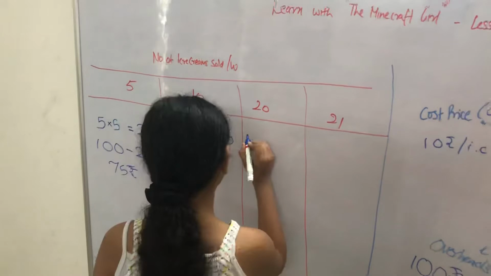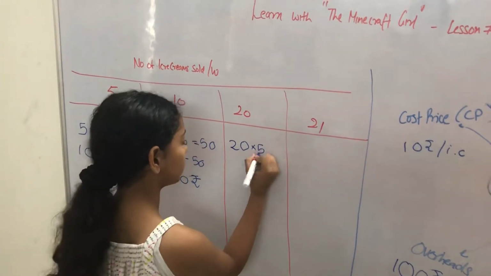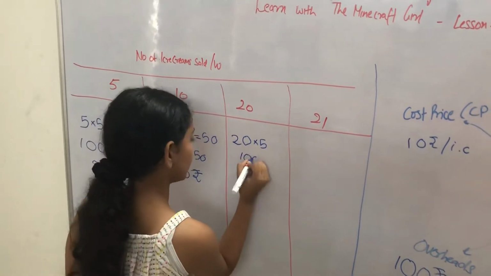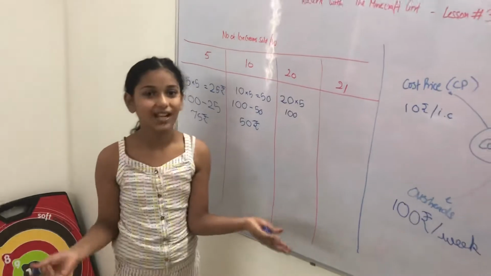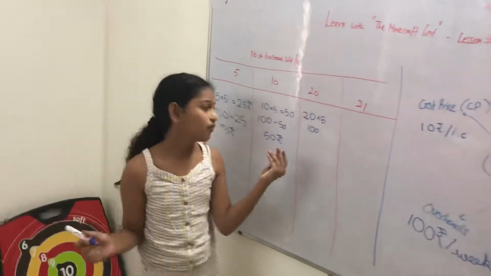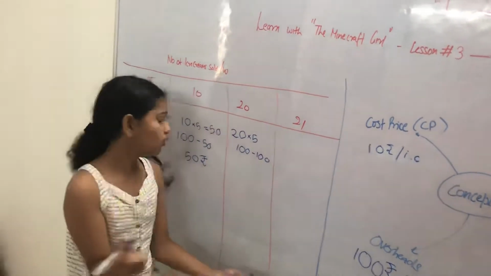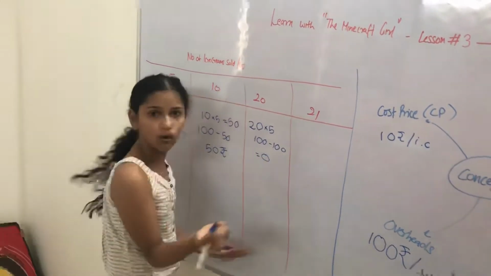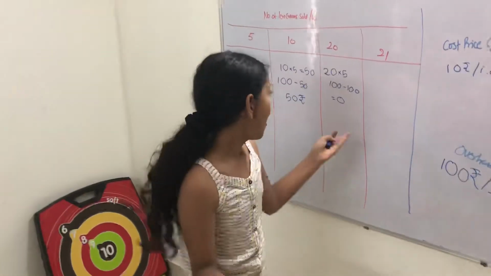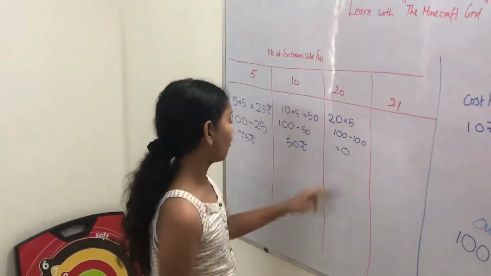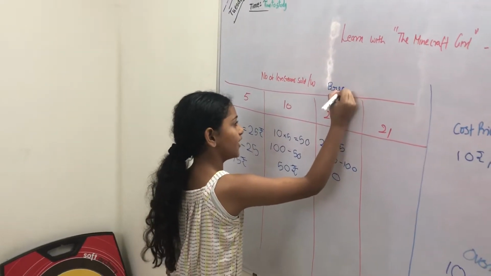So let's calculate this. 20 into 5 rupees gained on each ice cream gives you 100 rupees. But again, it's the end of the week. Mr. Herobrine comes and he asks for his 100 rupees. So 100 minus 100 gives you 0. So he doesn't lose anything, nor does he gain anything. And this kind of amount of selling anything is known as the break even.